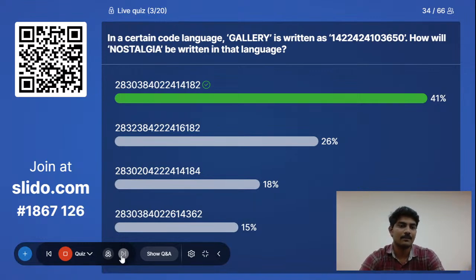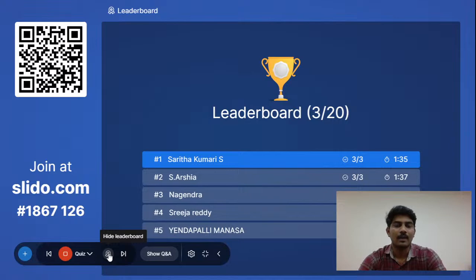And let's again see for the third question who will be on the leaderboard. And this time Sartaj came to the first position, and she took 1 minute 35 seconds to answer these 3 questions. And Arshia, Nagendra, Srija Reddy and Mansa still stood in the top 5 positions on the leaderboard. And we'll move to the next question.